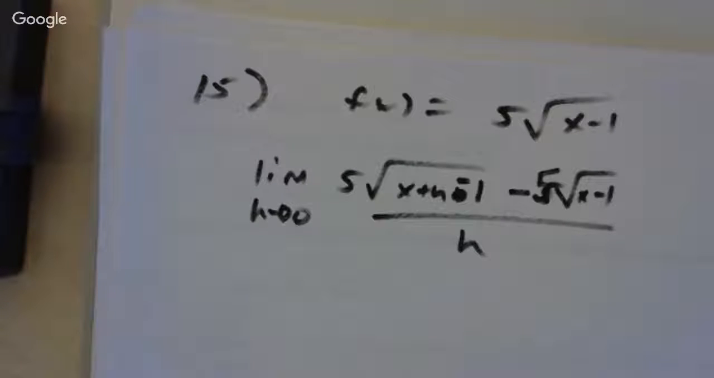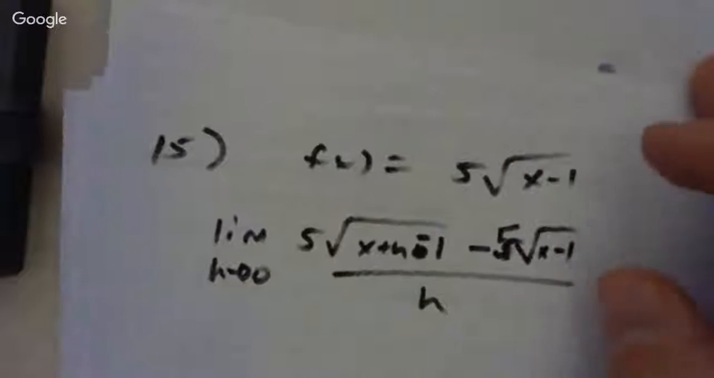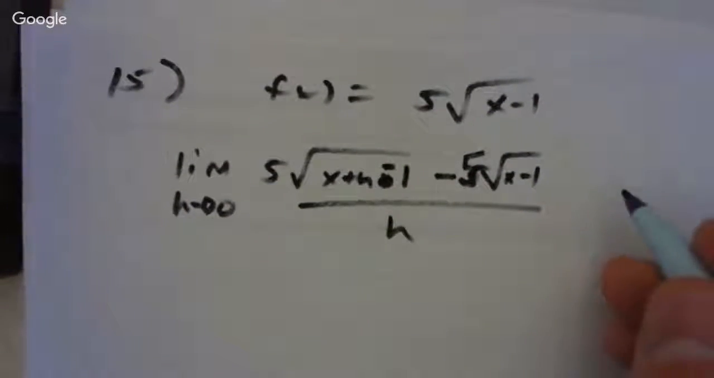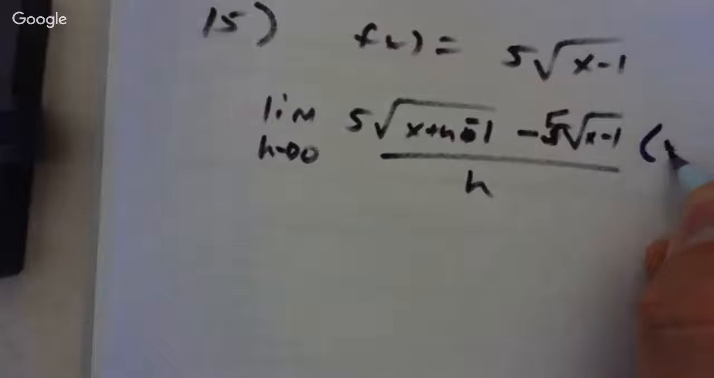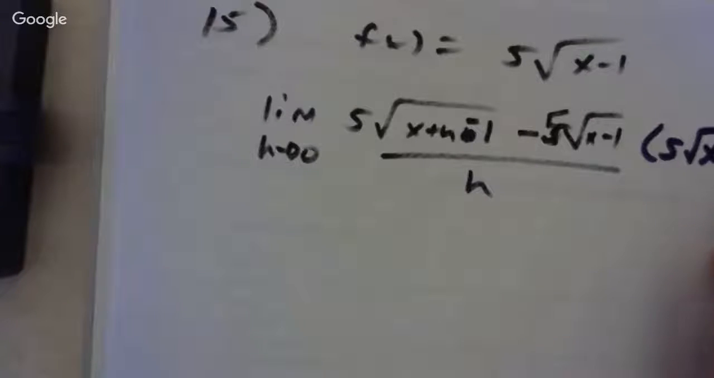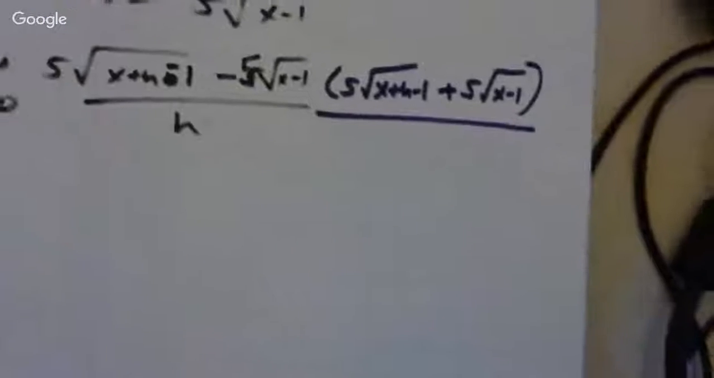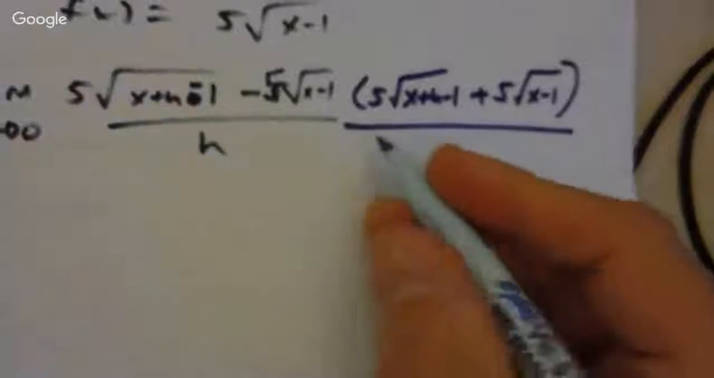This is inside of a limit. We can't just multiply the whole thing by the conjugate, even though some of you tried to on your test. So multiply the top by 5 square roots of x plus h minus 1 plus 5 square roots of x minus 1. Yeah, I know, it's too long.